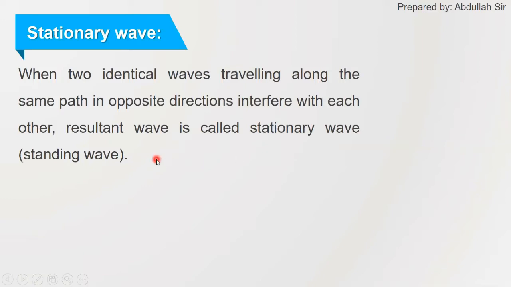So what is the criteria here? The two waves must be identical. Two identical waves means both waves should have the same amplitude and both waves should have the same frequency. When the two identical waves, which have the same amplitude and the same frequency, travel in the same path but in opposite directions, and these two waves interfere with each other, the resultant wave we will get is called a stationary wave.